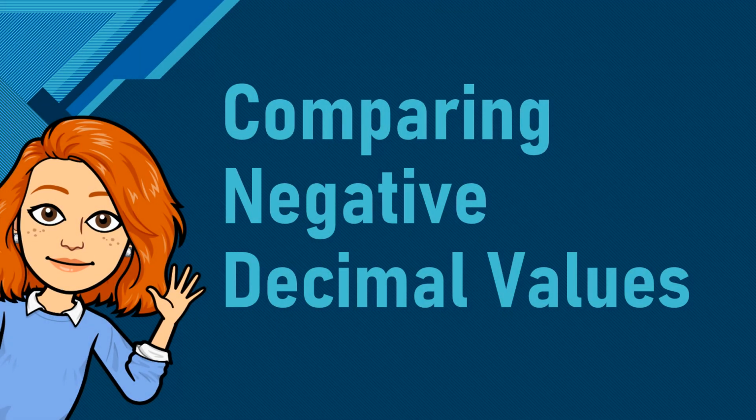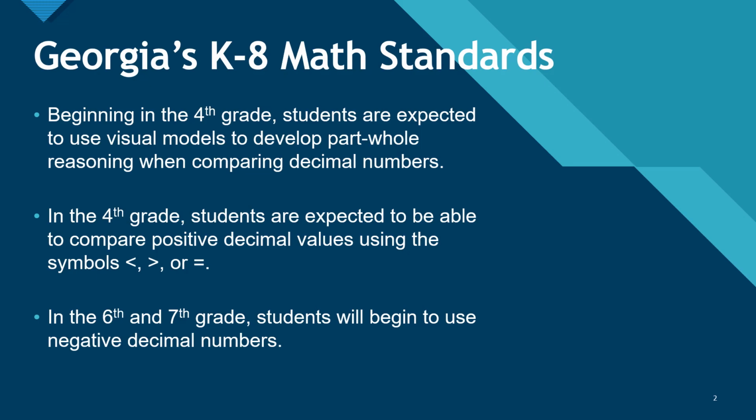Hey everybody, in this video we're just going to quickly go over some techniques to compare negative decimal values. In Georgia's K-8 math standards, beginning in the 4th grade, students are expected to use visual models to develop part and whole reasoning when comparing decimal numbers, and they're also required to list the negative numbers in order from smallest to biggest.